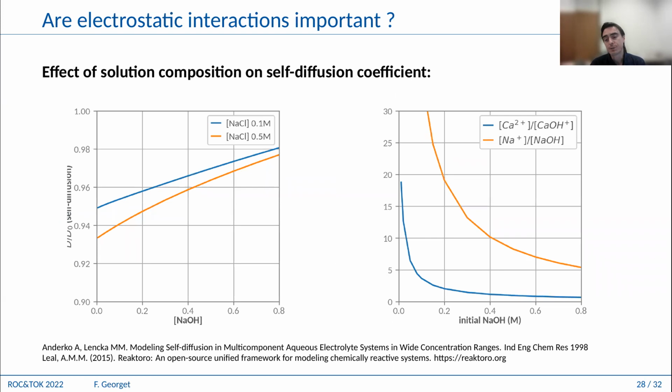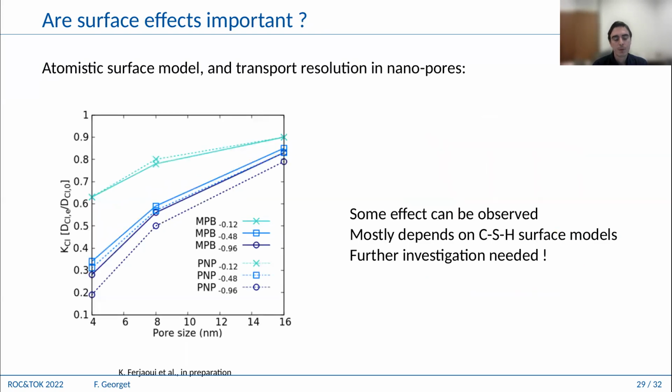We can look at all these different terms and try to make some kind of understanding. For example, we can compute the effect of solution composition on self-diffusion coefficient. As a rule of thumb, it is not that important, and we can expect variation up to 10%. We can also try to estimate the effect of the surfaces and transport in nanopores. Yes, many effects can be observed or modeled, but they depend a lot on the CSH surface model. So the first thing we need to do is to better understand what CSH is and what is the geometry of these pores.